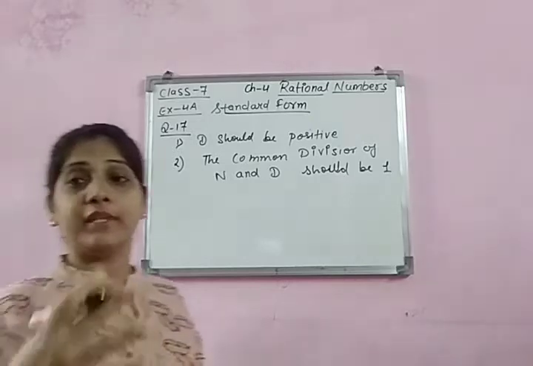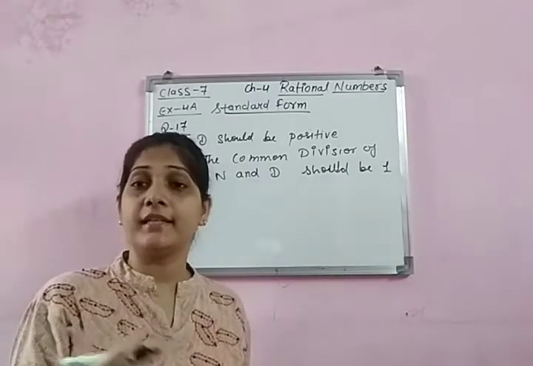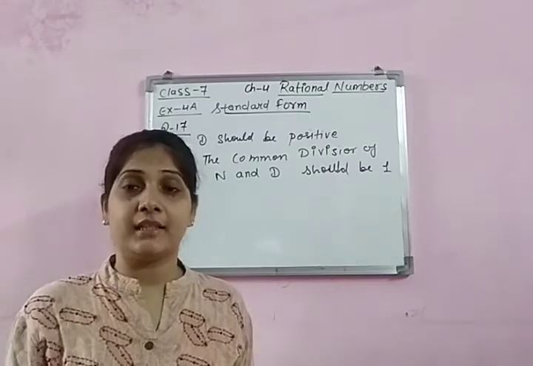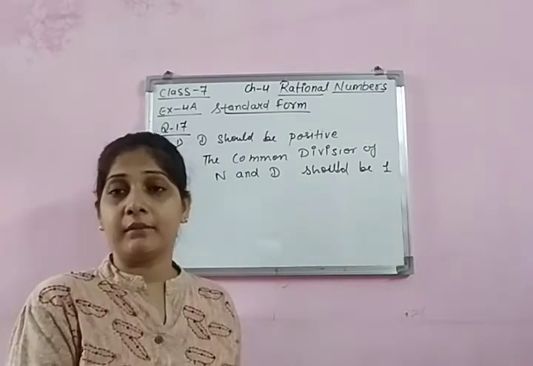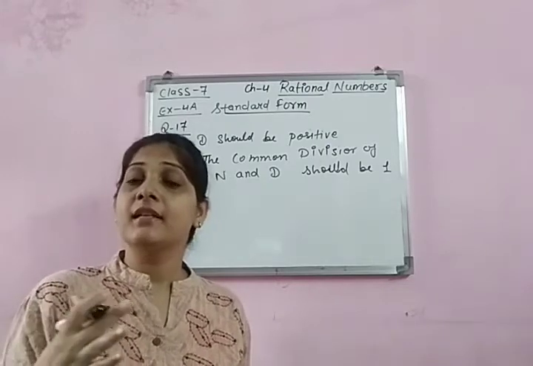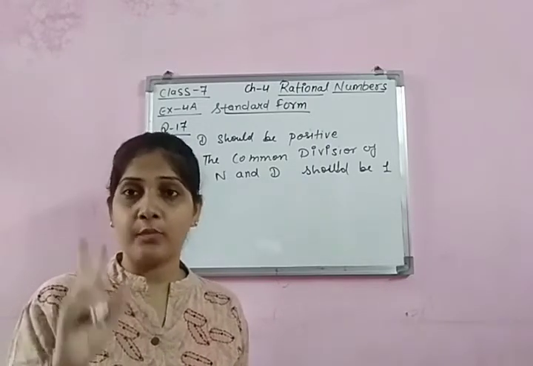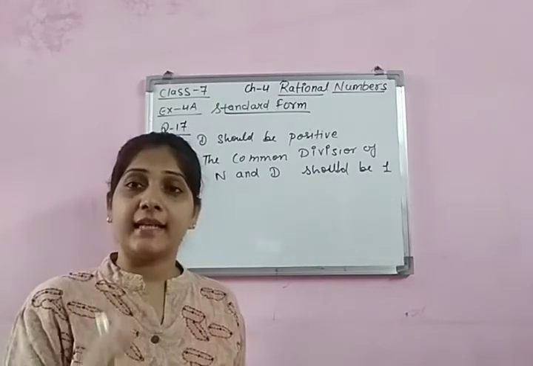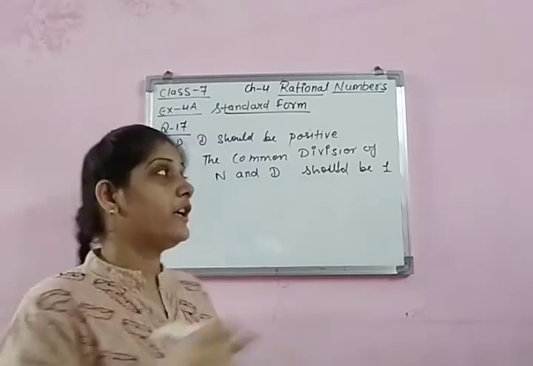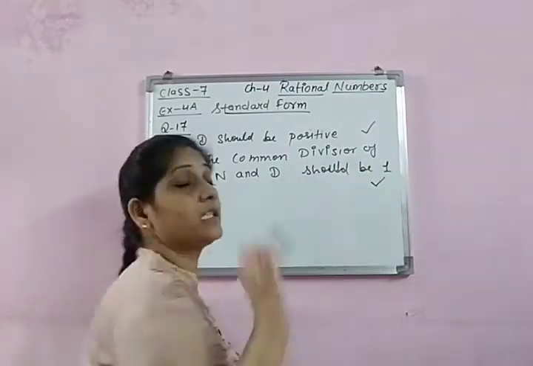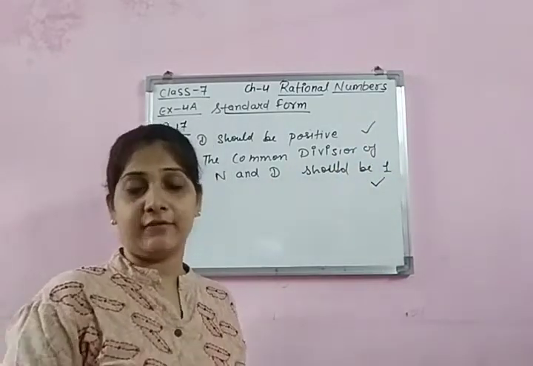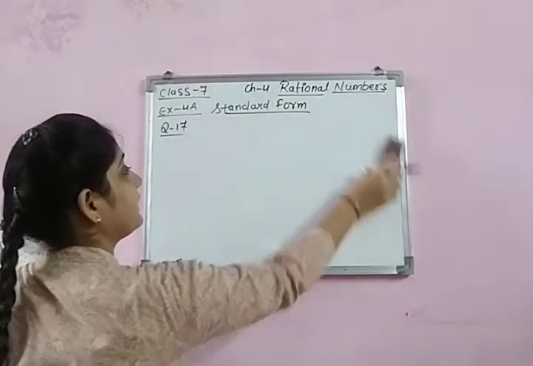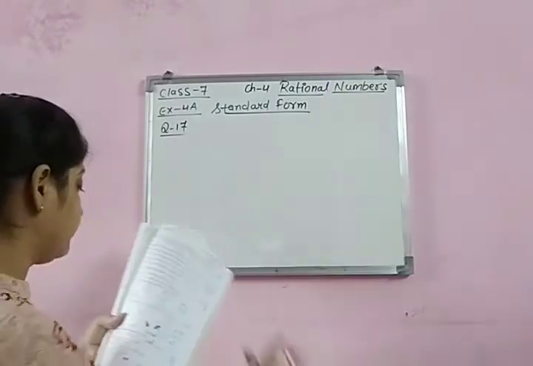It means you have to cancel out the numerator and denominator until it will not cancel any further. You have to take the number to its lowest form. So there are 2 points. One, the denominator must be positive. Second, it should be in lowest form. If these two conditions are satisfied, the number will be in standard form. So let's learn how. Keep these points in mind when you are solving the question.